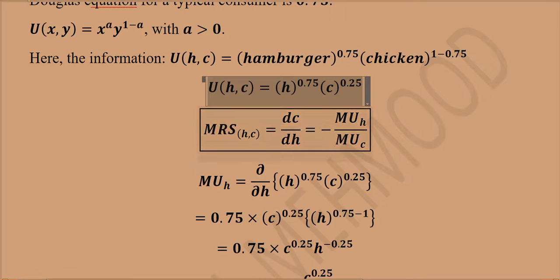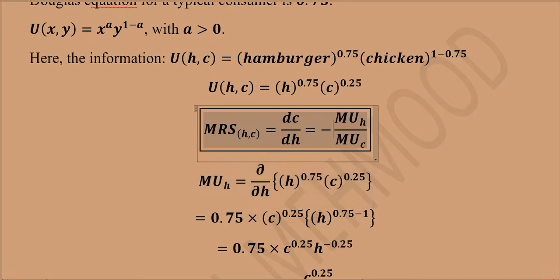Now we have to calculate the marginal rate of substitution between h and c, and for that we have this formula that we have been studying before, that is the differential of the second commodity, that is c, and the differential of the first commodity, that is h. So the ratio of the differentials we can calculate, or we can go for the marginal utilities primarily of the first commodity and then the second commodity, and then we'll take their ratio, and we'll put a negative sign here as well to show the negative slope of the indifference curve.